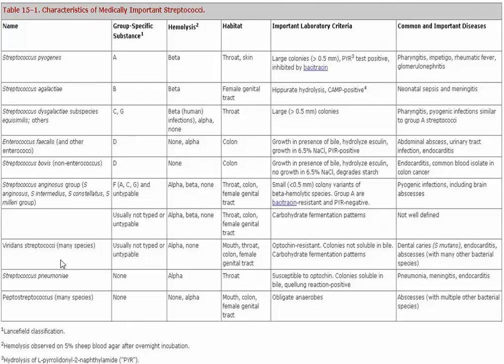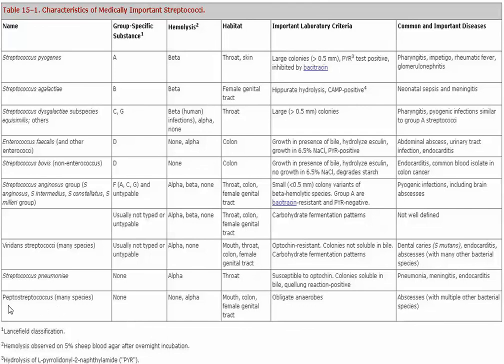Now, Streptococcus pneumoniae, an important species here in this group of Streptococcus, which causes alpha hemolysis, found in the throat, and causes pneumonia, the important disease, meningitis and endocarditis.